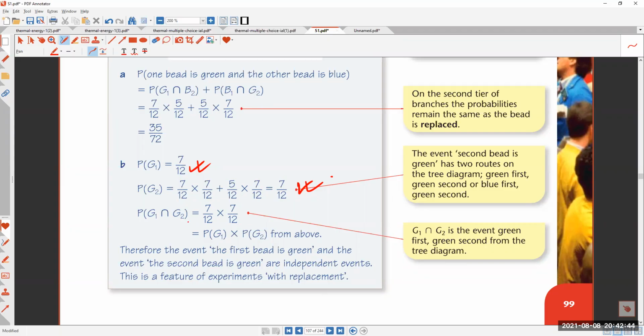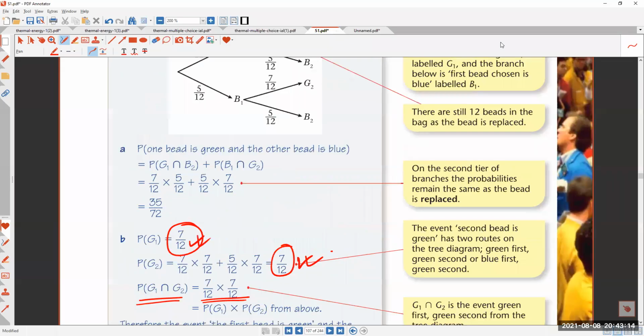I did not understand how I got this. I know this is 7 by 12 multiplied by 7 by 12, but I still don't understand how they got it. And the event that the second bead is green are independent events. This is the experiment with replacement. Okay, so they multiplied G1 into G2 because they are independent.